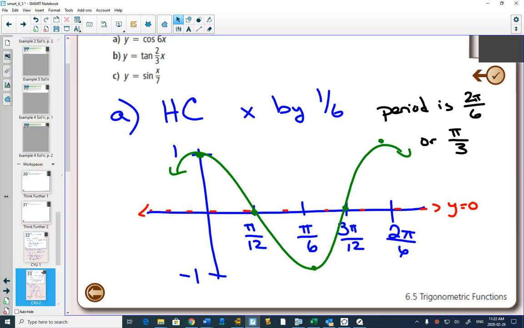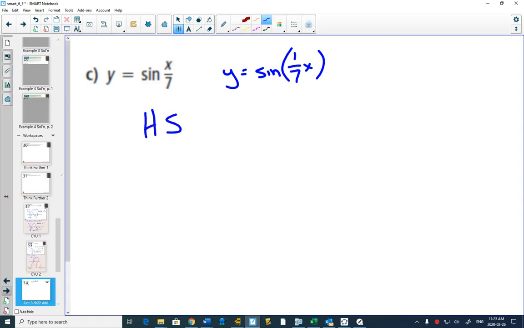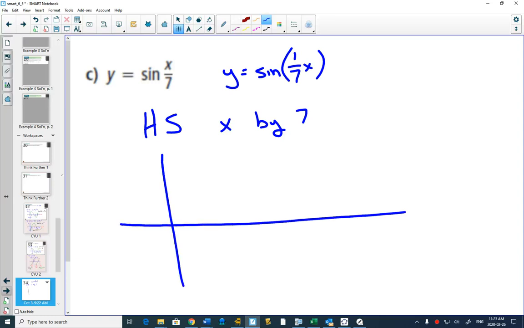And when we go to part C here, you may want to rewrite this as sine of 1/7 x, so that it becomes really obvious that you have a horizontal stretch. You're going to multiply your x values by 7. When I go to graph it, what am I going to write instead of 2 pi? 14 pi.